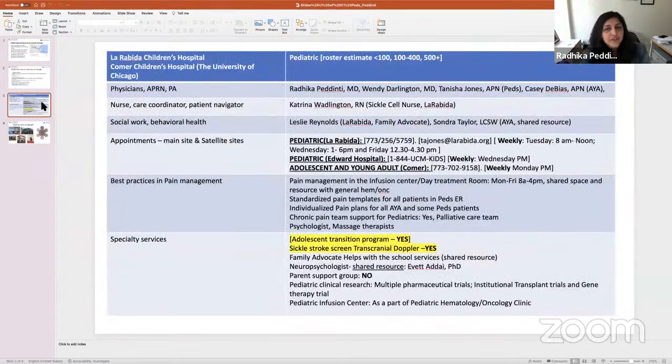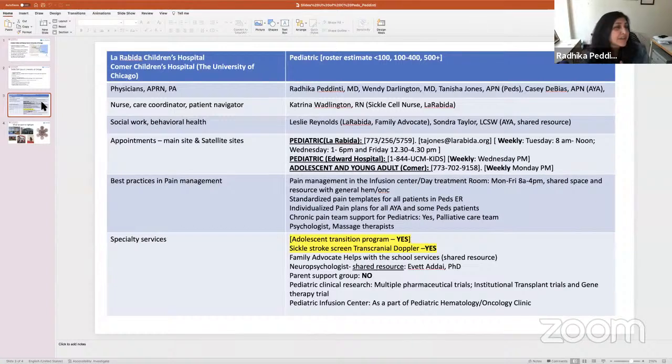So this is our physician. Unfortunately, I haven't put pictures of all of us here, but like I said before, we are about 400 plus patients. It's 2 physicians, so it's me and Dr. Wendy Darlington, who are a part of the sickle cell team. Tanisha Jones is my nurse practitioner who is at La Rabida, and Casey is our nurse practitioner with our AYA program. We have 1 nurse coordinator who works mostly at La Rabida, helping us with scheduling, our initial triaging, and also with, as you can imagine, the bridge that's needed between Comer and La Rabida.